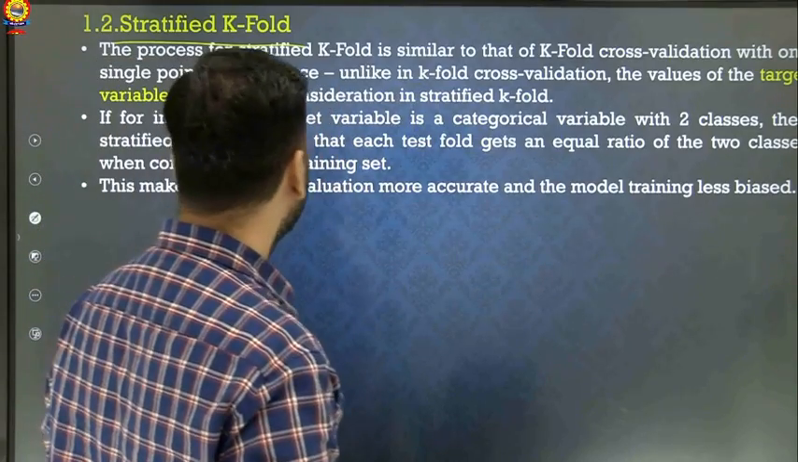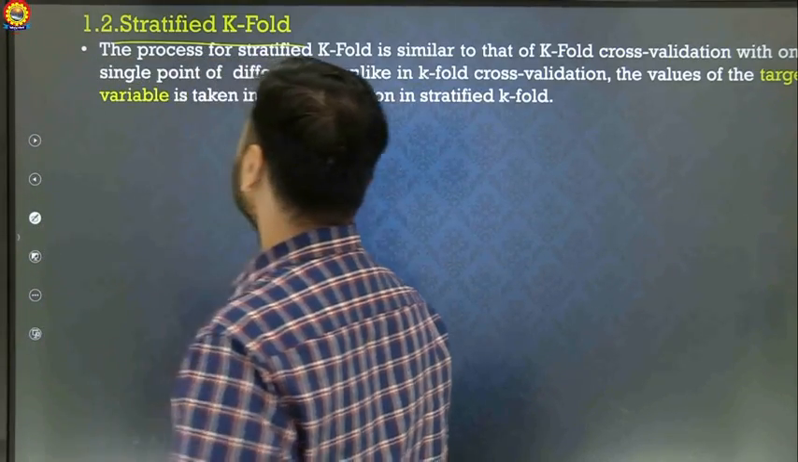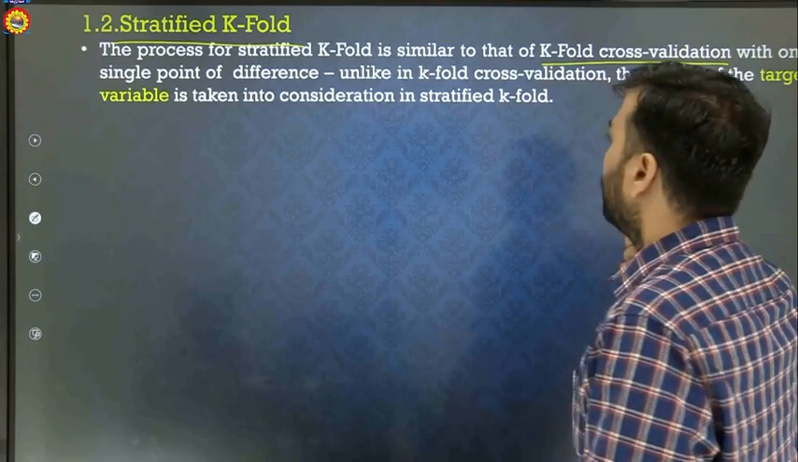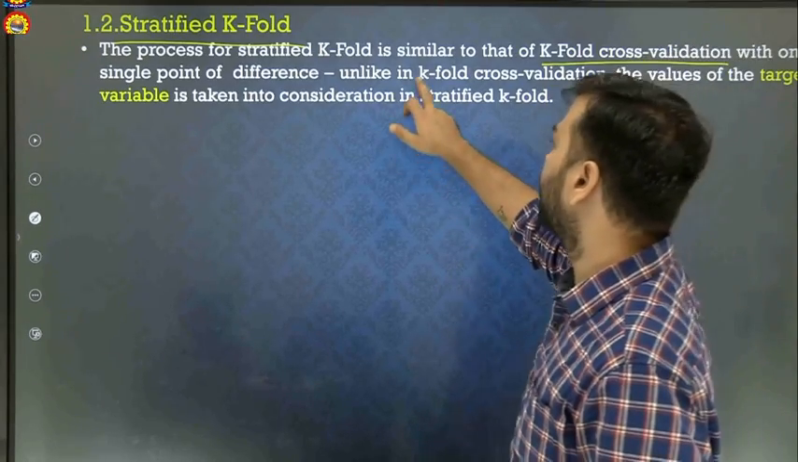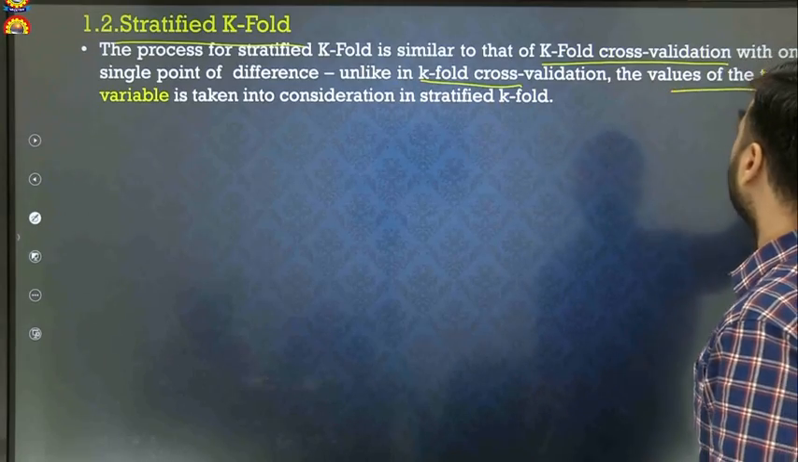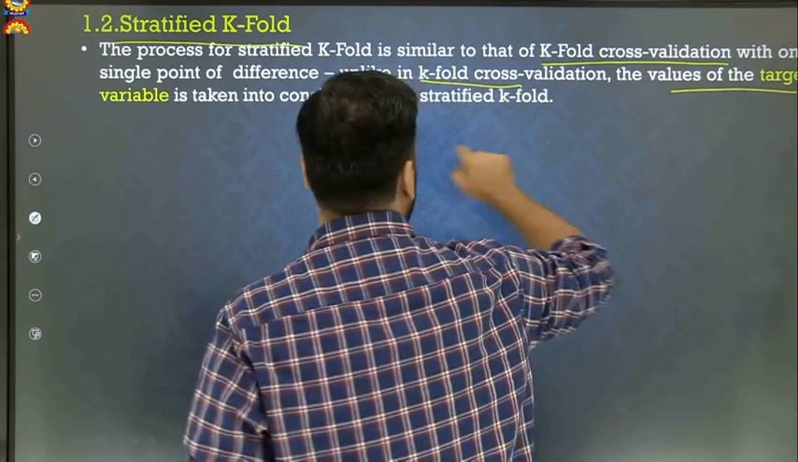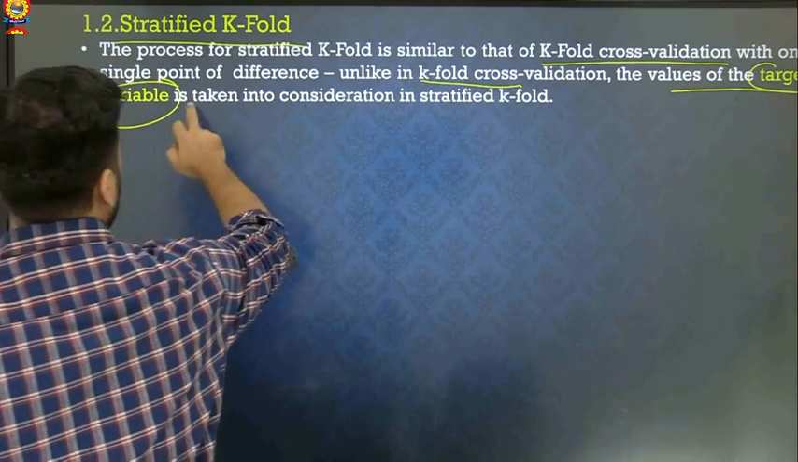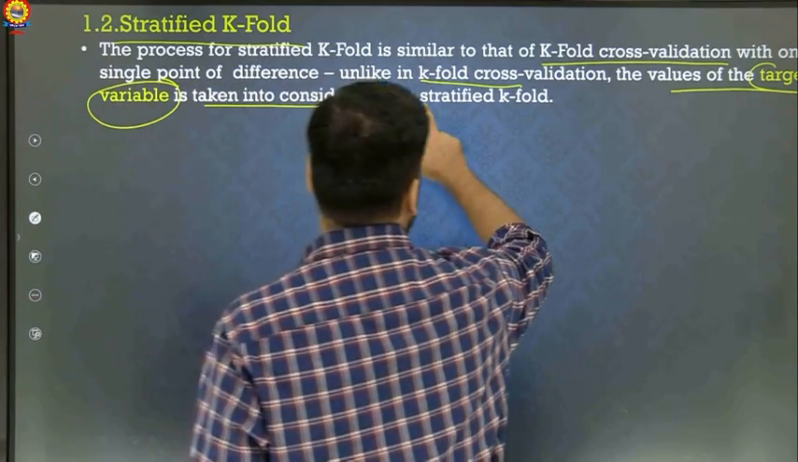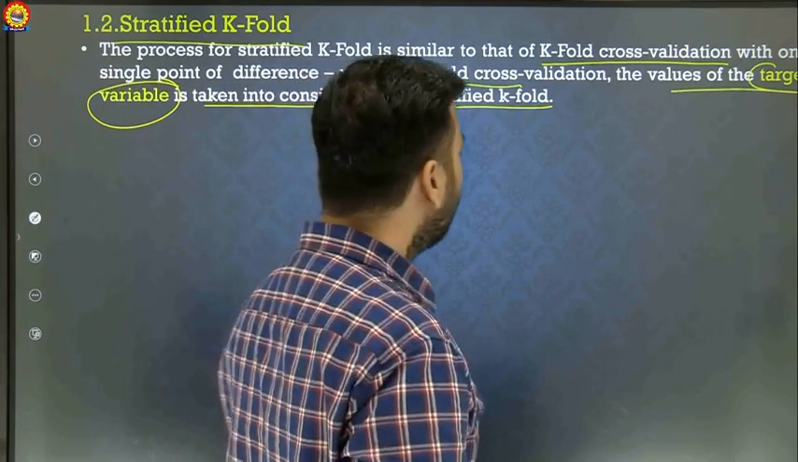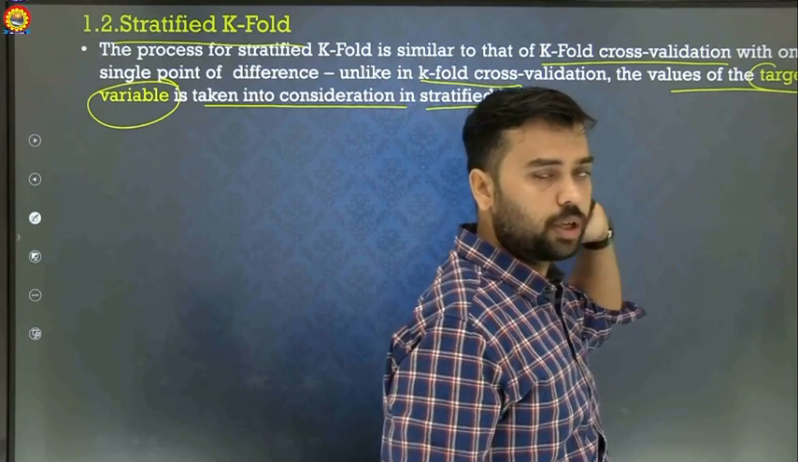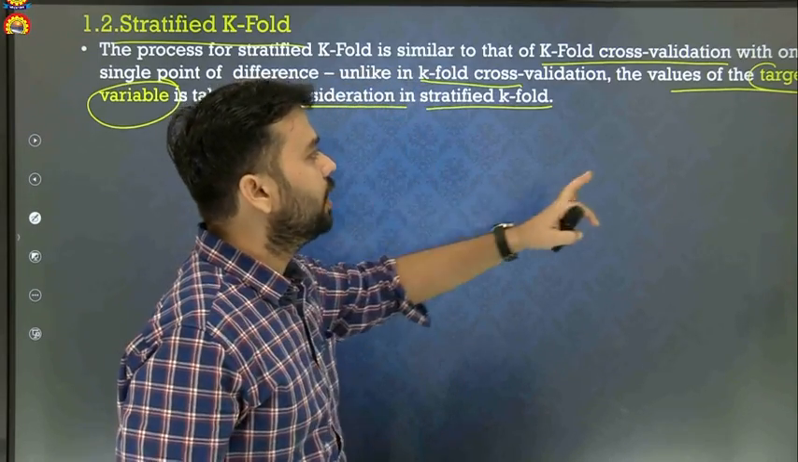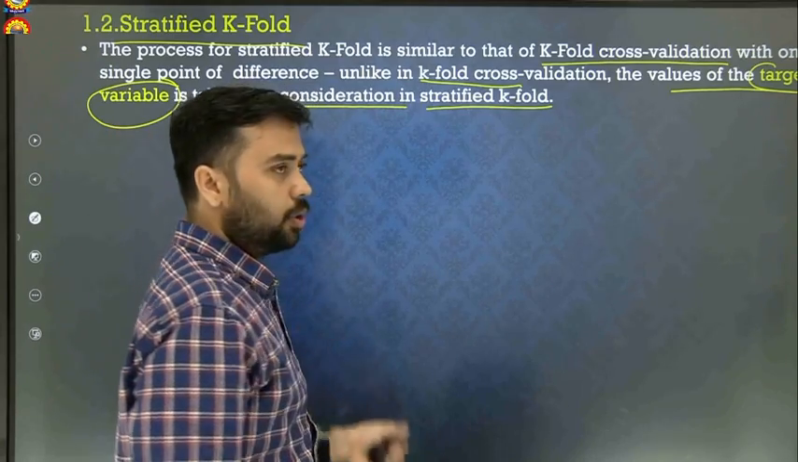So then we simply read out the concept. The process of stratified k-fold is similar to k-fold cross validation, with one single point of difference: unlike in k-fold cross validation, the value of the target variable is taken into consideration. So it is very important. During the sampling, we consider the value of the target variable. It is taken into consideration in the stratified k-fold method. Please remember this concept: k-fold cross validation and these methods are similar, but the difference is that the target variable is also taken.